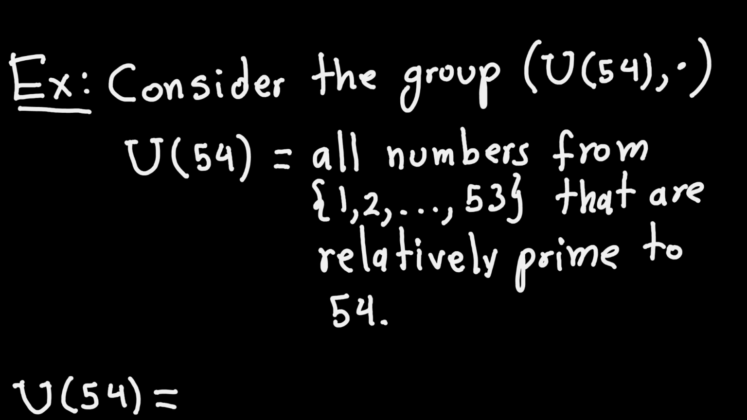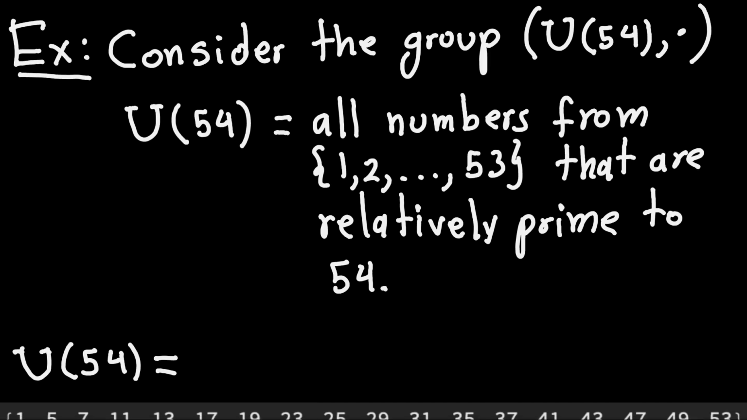So what is U54? We mentioned this group several times during this course, and this is all the numbers from 1 to n minus 1, where this is n. So from 1 to 53 in this case, that are relatively prime to 54, meaning that the only positive common factor between the number and 54 would be 1. So that would be all the elements.